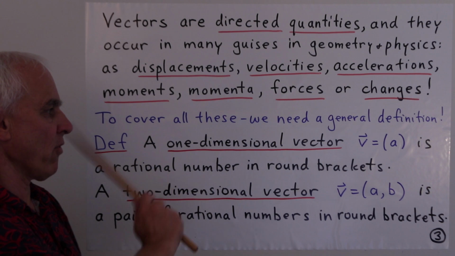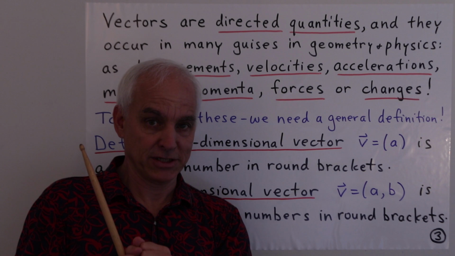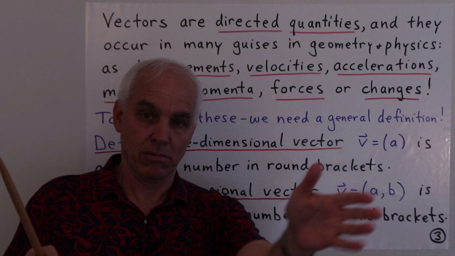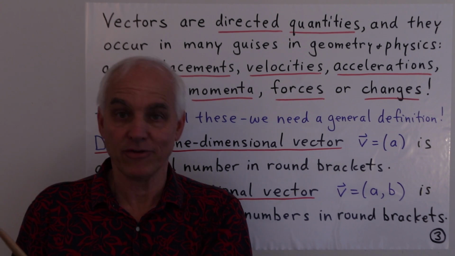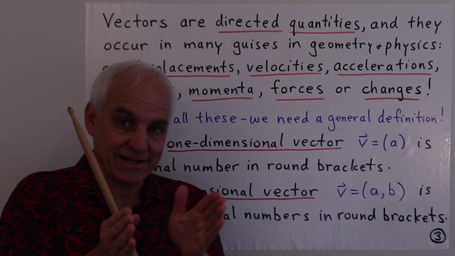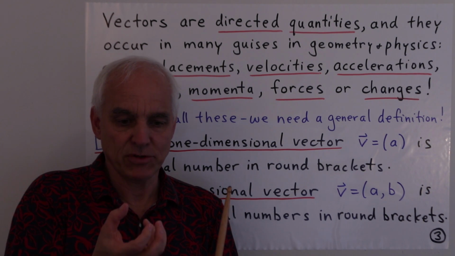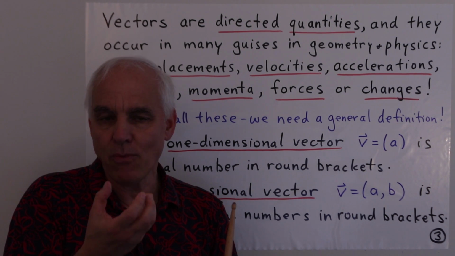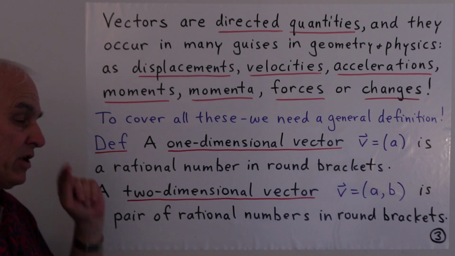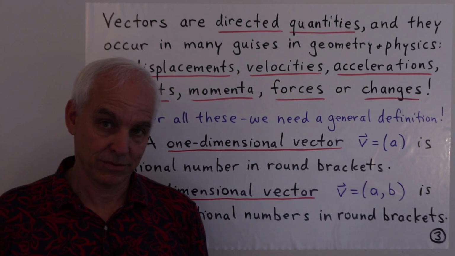So how are we going to cover all of these? How are we going to officially say what a vector is in such a way that it's general enough and flexible enough to be applied to all these different possible situations? The answer is we're going to try to keep things as simple as possible, to define the objects by thinking about how we specify them. Okay, so here is the actual official definition of, first of all, a one-dimensional vector and then a two-dimensional vector.